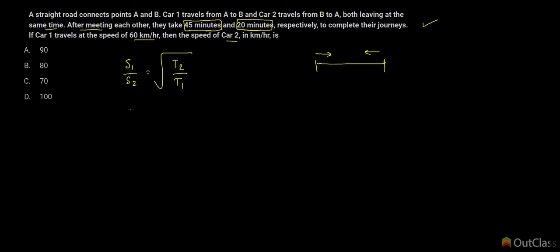Now, the other formula here is time taken to meet. After they start, how much time does it take before they meet? That is root of T1 into T2. Remember that this is an inverse root relation. This is what you need here. T1 is 45, T2 is 20. You take out the 5s, you get 4 by 9. You take the root, you get 2 by 3. S1 is given as 60, so S2 should be 90.